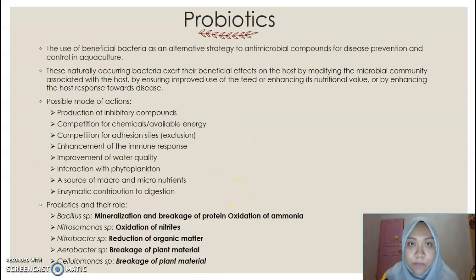Next is probiotic. Probiotic is the use of beneficial bacteria as an alternative strategy to antimicrobial compounds for disease prevention and control in aquaculture. Usually, the probiotic is mixed with the feed nutrition. So this is the possible mode of action of probiotic. And this is the probiotic species with their role.